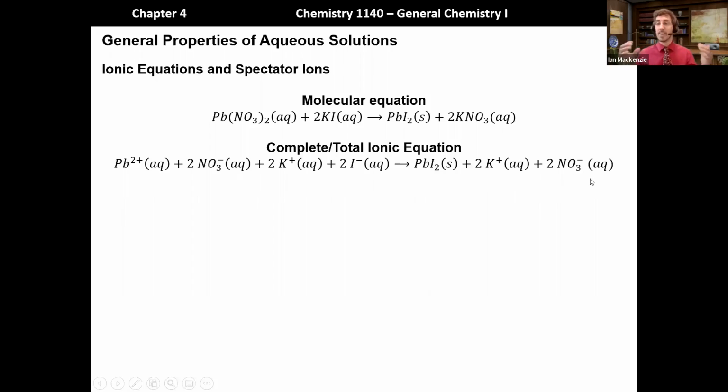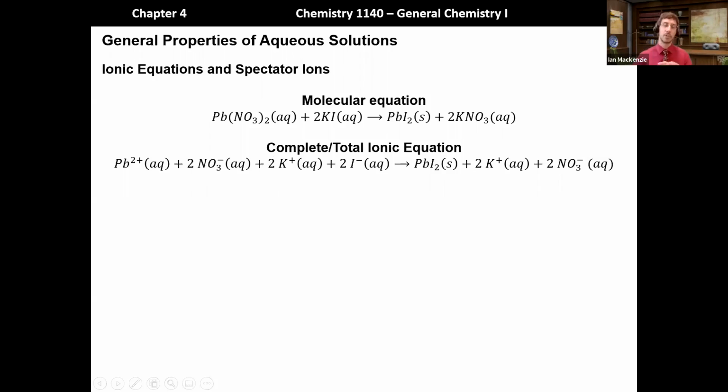Now, this gets a little bit cumbersome to write all of the ions out, but we can notice something if we do write the ions all the way out in the complete ionic equation. One thing we notice is that the potassium ions don't do anything. They show up on both sides of the equation. Nothing's changed. The nitrate ions don't do anything. They show up on both sides completely unchanged.